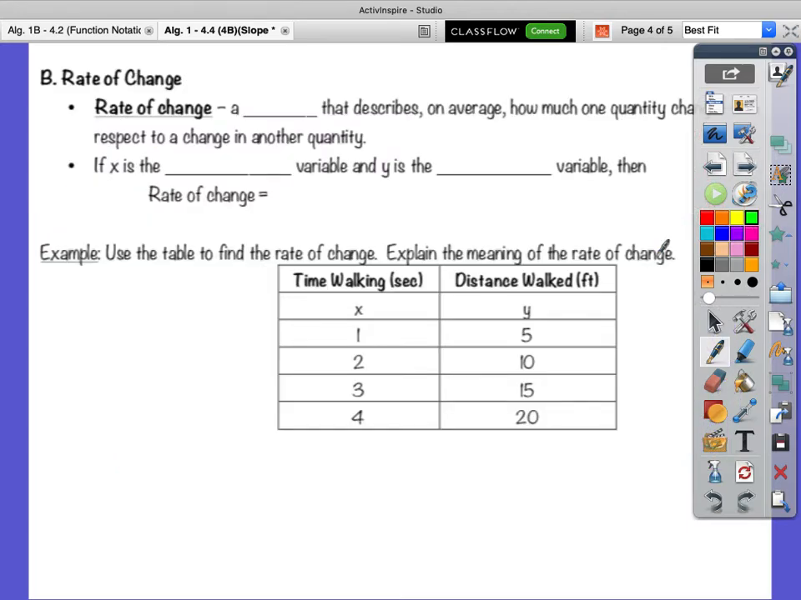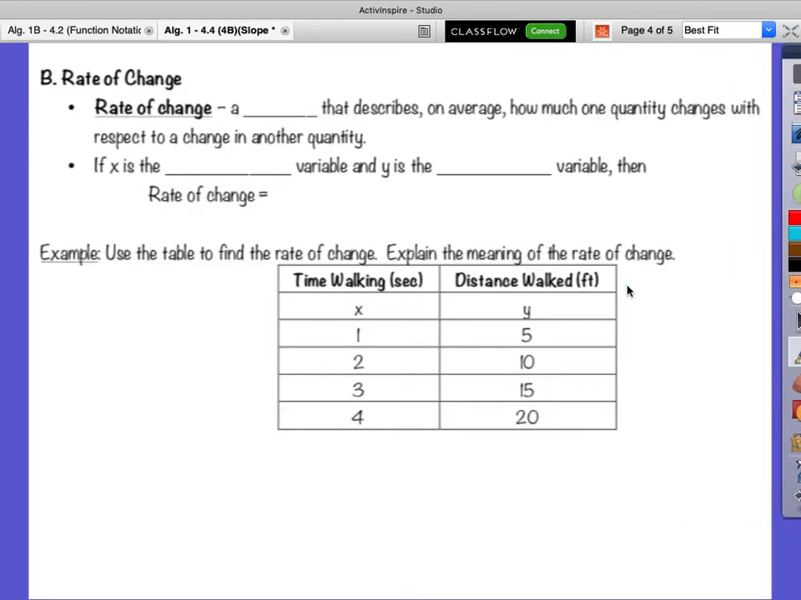So, rate of change. We're also going to be talking about rate of change. It said slope, and now we're also going to use rate of change here. That's what our learning target said today. They said you're going to be able to find slope and rate of change. We found slope. Now we're going to look at finding rate of change, which is, as we'll find out, basically the same thing.